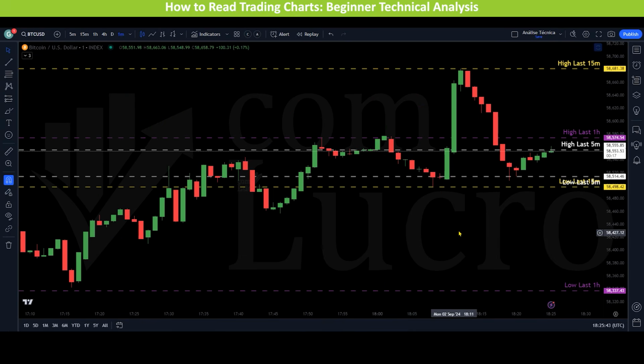Now, moving on to timeframes. It is important to understand that timeframes refer to the time interval that each point, bar, or candle on a chart represents. In day trading, selecting the right time frame is crucial, as it directly impacts your analysis and decision-making process. Let's go through some of the most common time frames, which you can easily adjust here on TradingView.